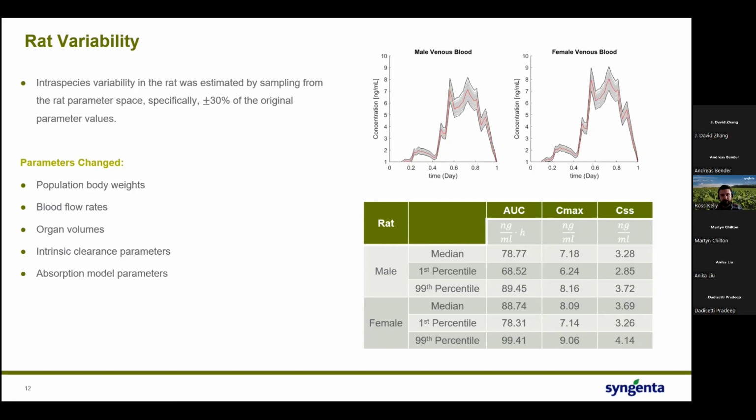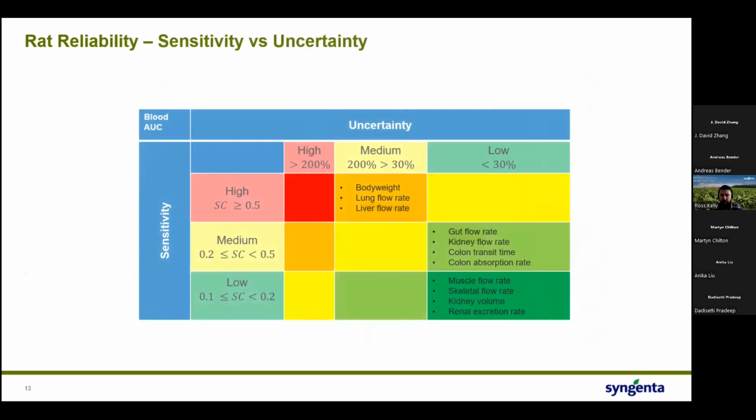A red line here indicates the median. We have grey lines, which are the individual simulations, and then we've got an upper and lower percentile bound. So this gives us a population view of the internal exposures for the rat. And then, as I mentioned initially, we need to be thinking about the reliability of these kinds of models. Now we're making some jumps, so we've got to be careful with this.